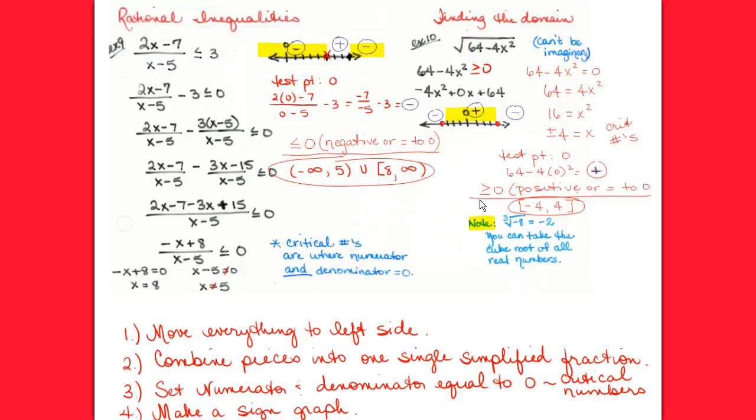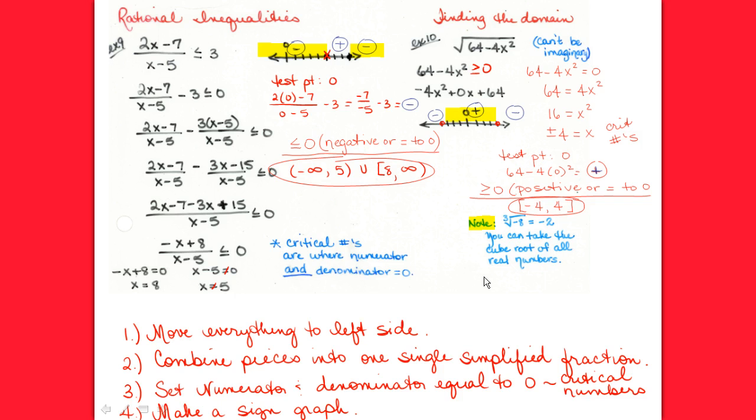Now, if they asked me to find the domain for a cube root, you can't take the square root of a negative number, but you can take the cube root of a negative number, right? Like, what's the cube root of negative 8? Negative 2, right. What's the cube root of positive 8? 2. What's the cube root of 0? 0. So you can take the cube root of a positive, of a negative, of 0. There's nothing you can't take the cube root of when we're working with real numbers. So you can take the cube root of all real numbers.